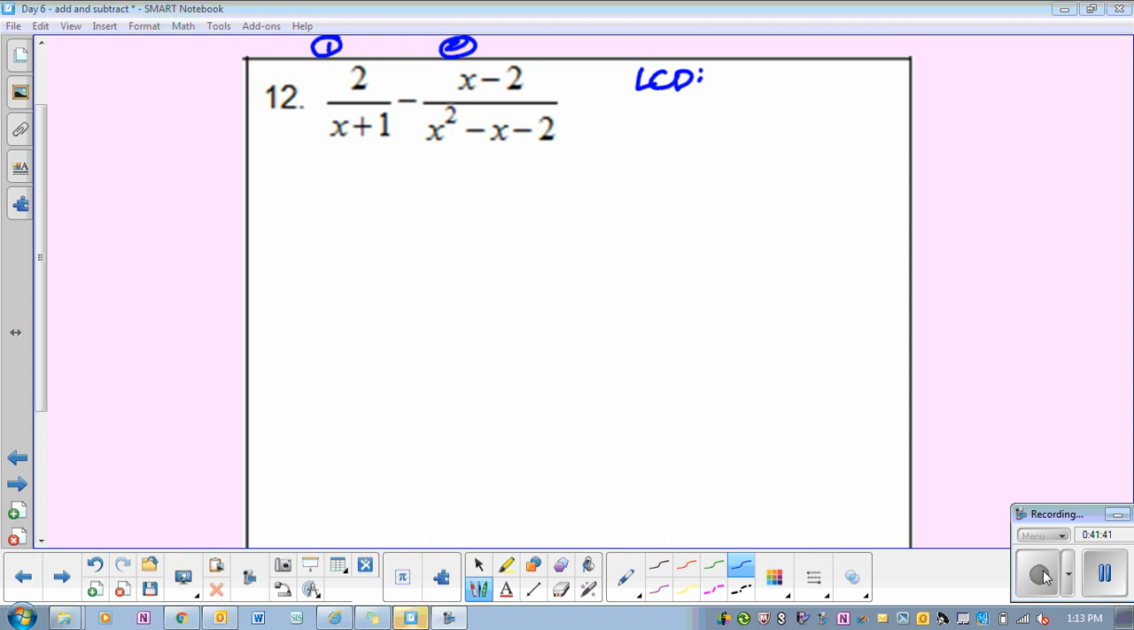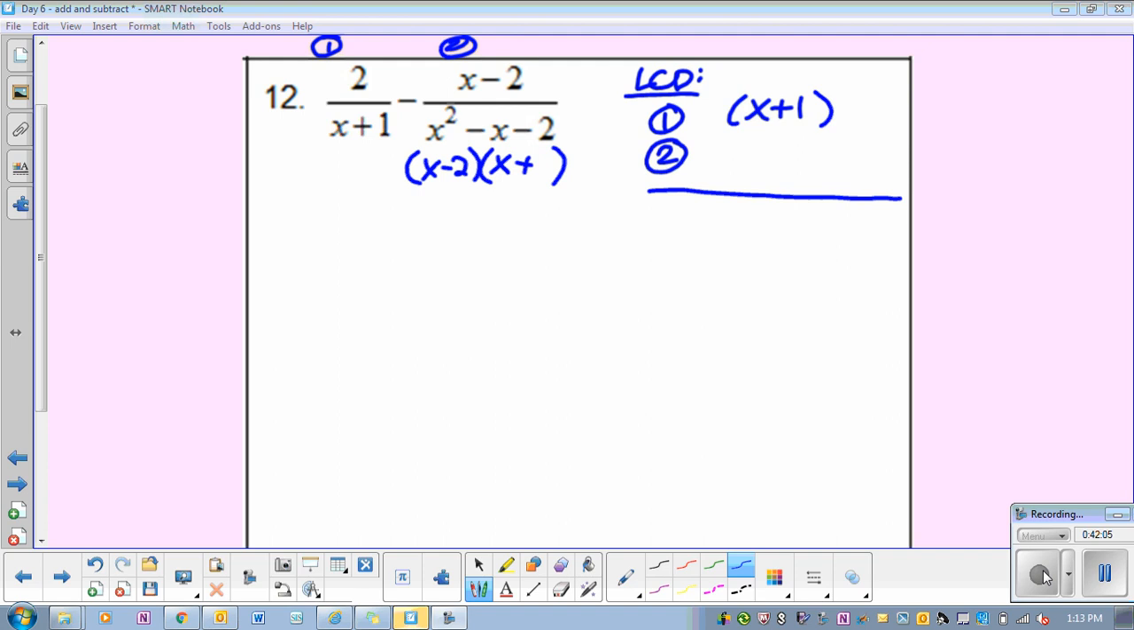You know what it is, when I go and look at your work, I follow your work, so then you should assume I made a mistake. All right, so fraction 1, I can't factor it, right? So it's just x plus 1. Fraction 2, I can factor it: x minus 2 and x plus 1.